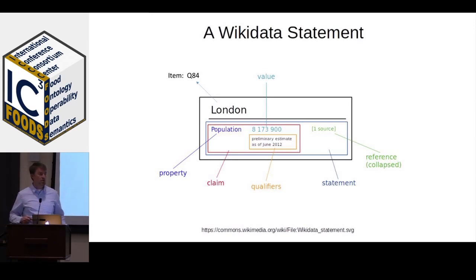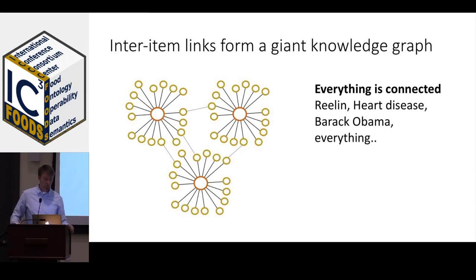And so the structure of the knowledge base allows you to make multiple claims about the population of London or about any other thing, qualified by different contexts and backed up by different sources of references that you can use to validate whether you believe that claim or not. So those are the building blocks. You put them together, you get this big, giant knowledge graph. It's expressed in a triple store containing more than a billion triples.